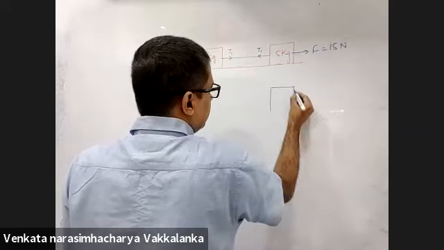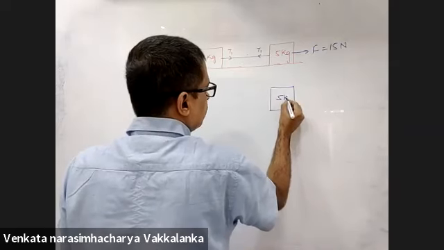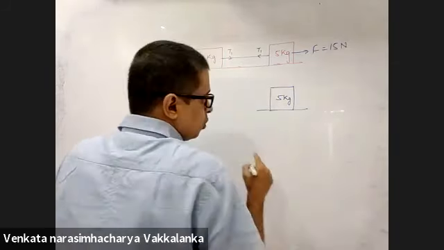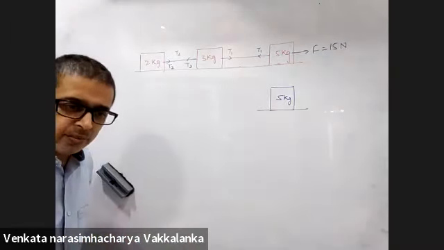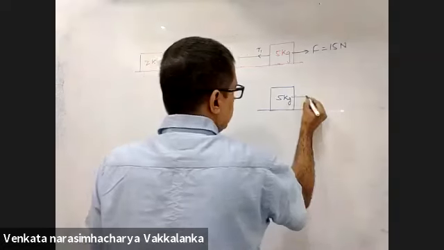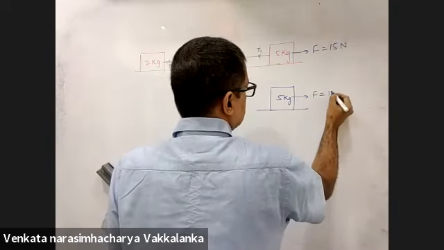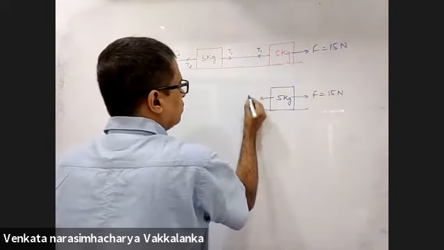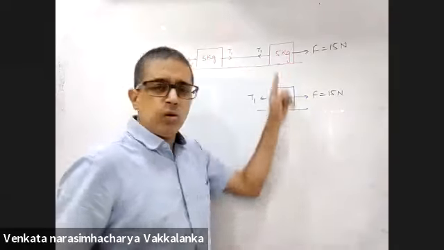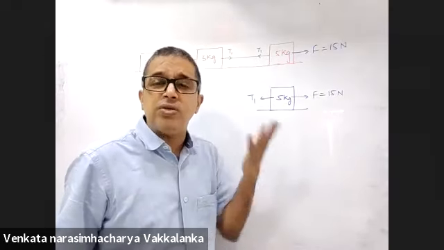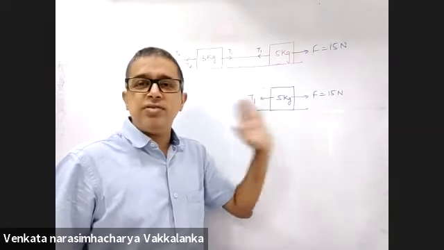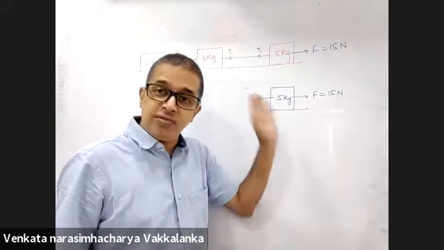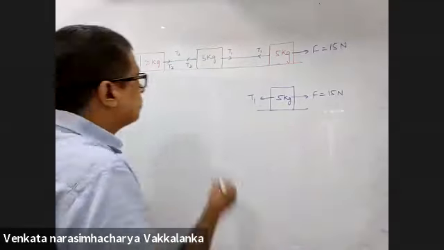Separating the body and drawing all the forces on it is called a free body diagram. You're freeing the body from a system and showing the forces. F is 15 Newton. This is T1. Why are you not showing me the vertical forces here? I don't need them, hence I'm not showing them. If not, mg would have been shown.